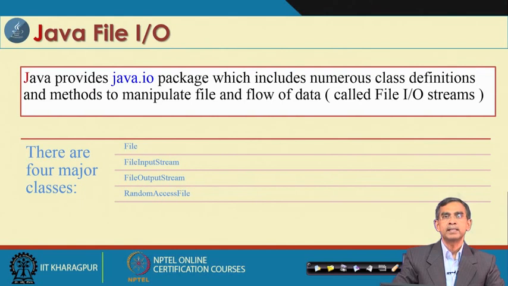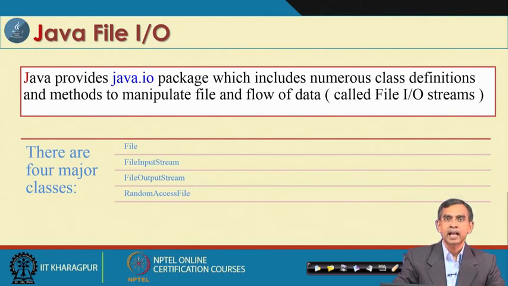So, as I already mentioned, Java provides a package called the java.io package, which includes a number of class declarations and the methods in each class. And one important class out of the many classes is called the File class. So, it is more precisely called file IO stream. There are 4 major classes that belong to file IO stream.